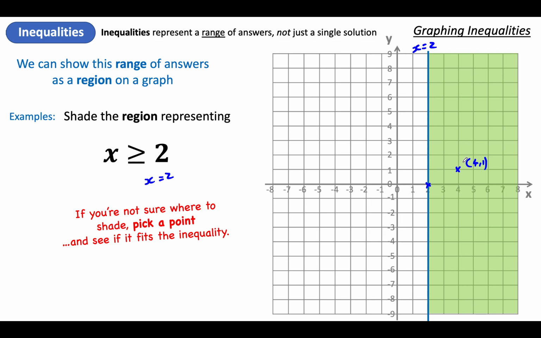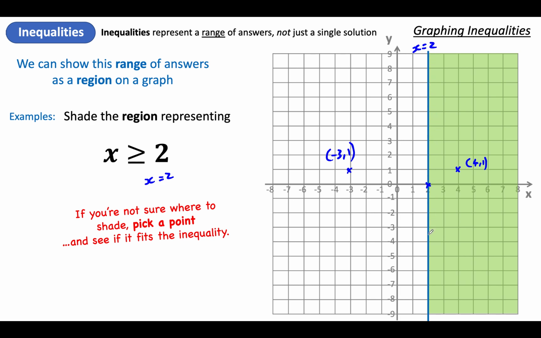Okay, so if you're not sure which side to shade, just pick a point and see if it satisfies the inequality. If I picked a point over here, this point is (-3, 1). Well, x is not bigger than 2. So it's not going to shade that side. So pretend that it's just, in this case, x equals 2. Don't worry about the inequality, just equals. Draw that line and then shade it in.